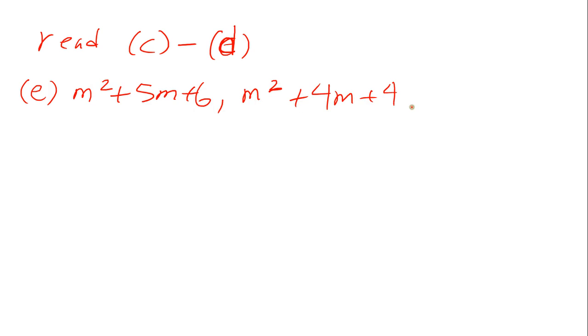So in part E, we have m squared plus 5m plus 6, m squared plus 4m plus 4, and 2m squared plus 4m minus 6.